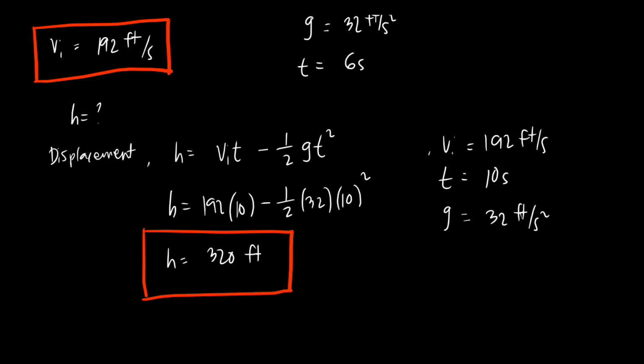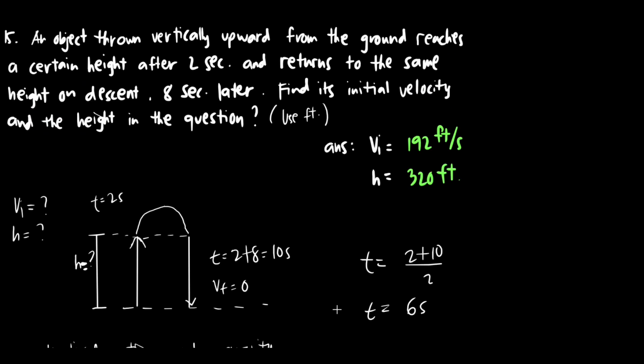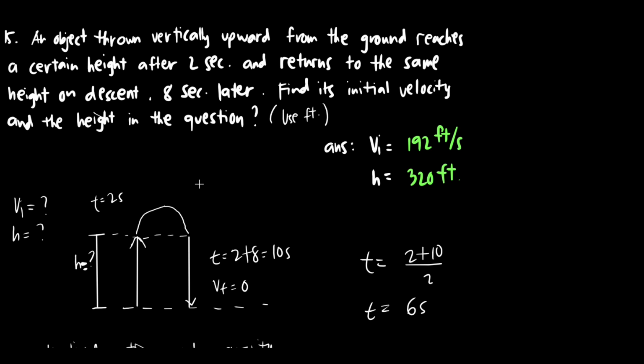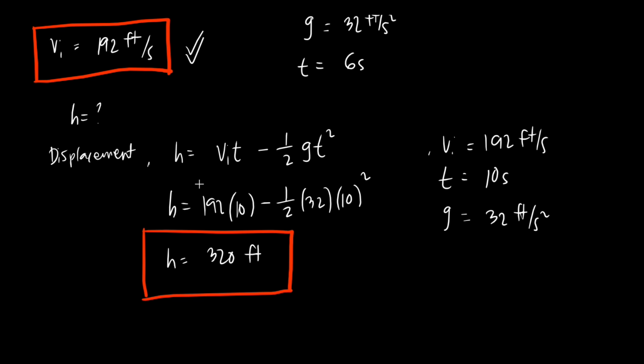So let's check if our answer is correct. For V initial, 192 feet per second, our answer here is correct. And for height, it is equal to 320 feet. For this one, our answer here is correct. So that's all for rectilinear motion.